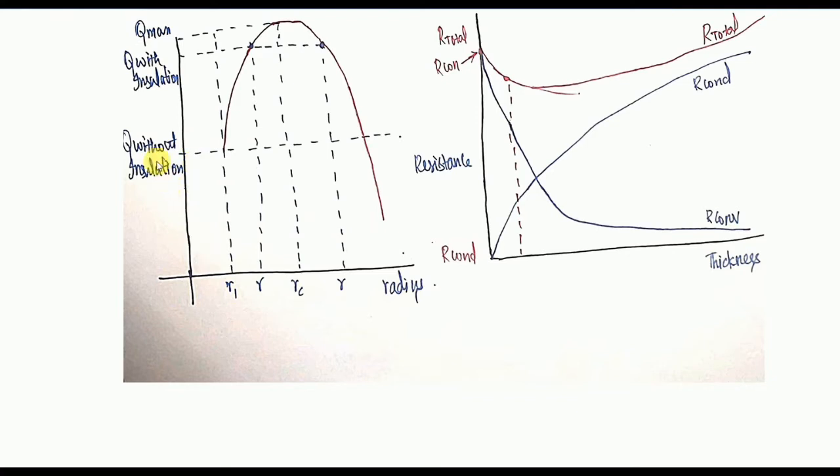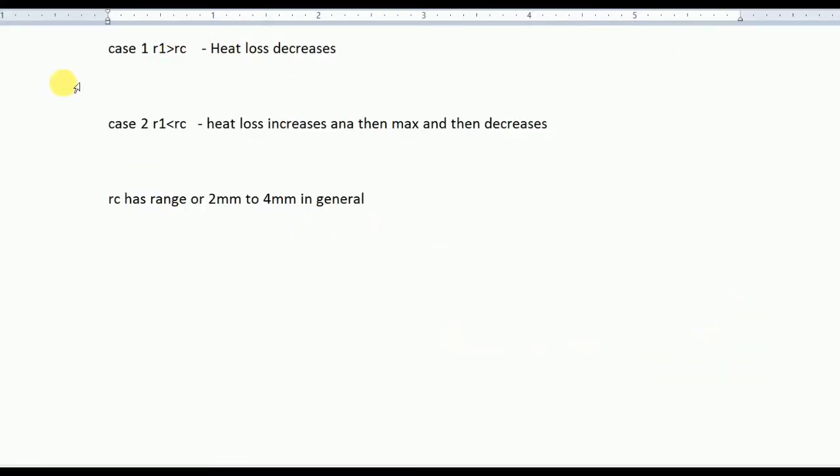First, initially here the heat is on the y axis and the radius on the x axis. This RC is the critical radius. Initially, before going to these questions, there are three cases. Only in these three cases will every question come. Initially, case 1. Here R1 is greater than RC.